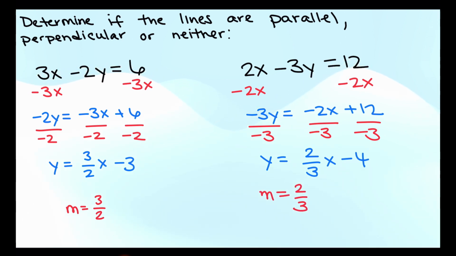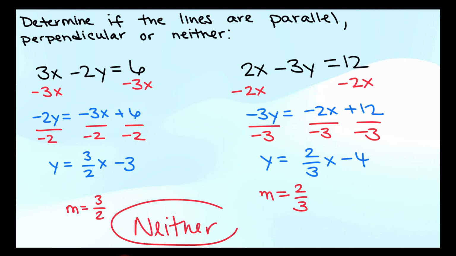These slopes are definitely not the same, so not parallel. And I notice that the slopes are reciprocals, they're flipped. I have a 3 over 2 and a 2 over 3, but they're not negative reciprocals. They don't have opposite signs. And so that means they are not perpendicular either. This is an example of two lines that are neither parallel nor perpendicular. Now I would like to note that if one of these slopes was negative, then it definitely would be perpendicular. They would be negative reciprocals.